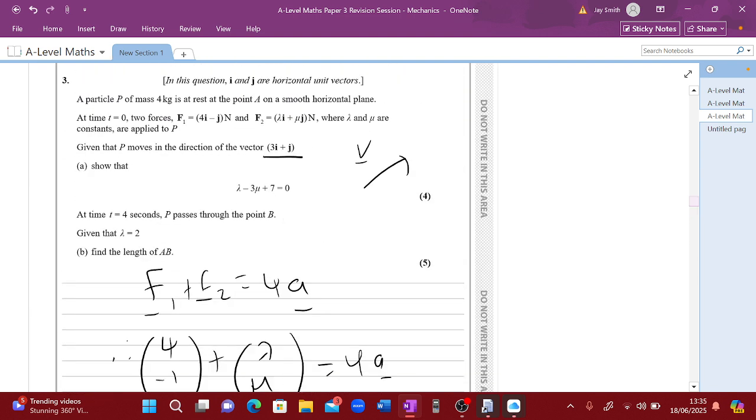Yes, there we are. 4 marks, not too bad. Okay, then it says at time t is 4, t passes through the point B. Given that lambda is 2, find the length of AB. I'm going to ignore this because I know lambda is 2. Substitute in here to get mu. So before we do anything else, we can pick up some 3 marks there.